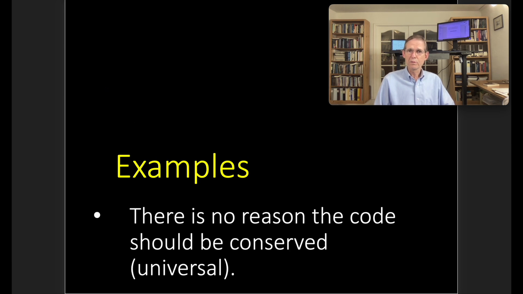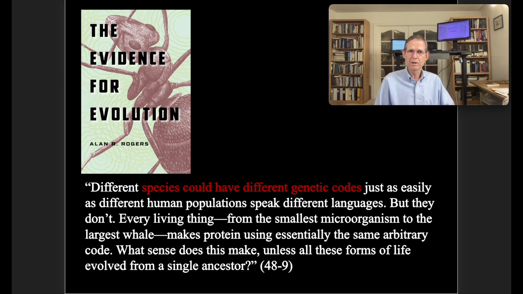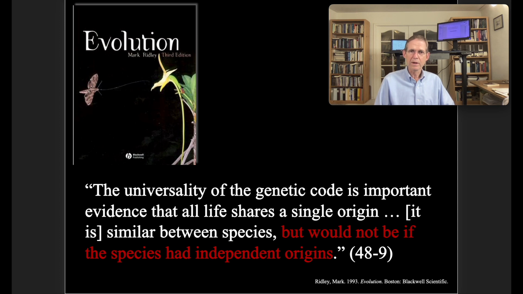Now, let me give you some examples for the second claim that there is no reason the code should be conserved. Back to this Alan Rogers quote, different species could have different genetic codes. You see, there's no reason why the code should be universal. What sense does that make? And back to Ridley, but it would not be if the species had independent origins. The code would not be universal if the species had independent origins. There's no reason for the code to be universal.